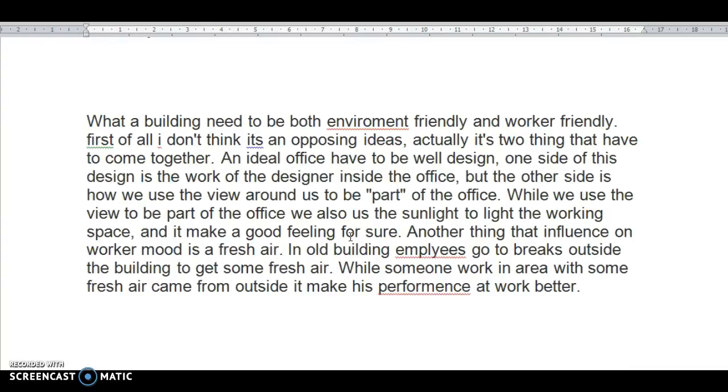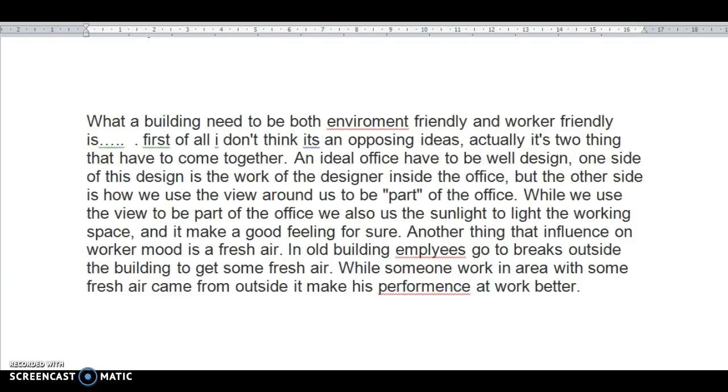And here again, what do we see? We see it looks like a paragraph, so already my eye is much, much happier. What a building need to be both environmentally friendly and worker friendly. We've got an incomplete sentence. What we need here is, and then an idea. It's an incomplete sentence. And here doesn't begin with a capital letter. First of all, I, so we've got here, and here, the word I is always capitalized. I don't think it's an imposing ideas.